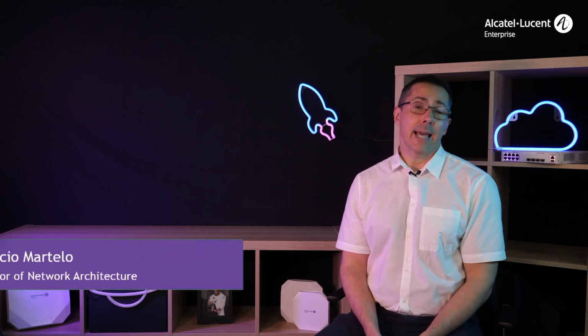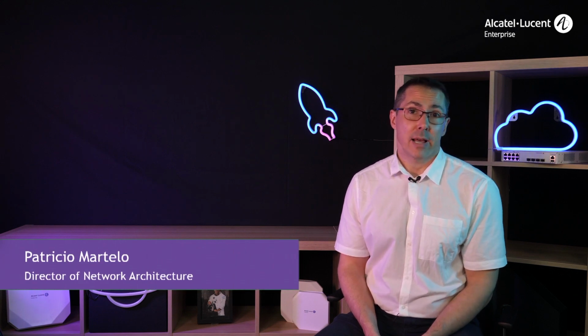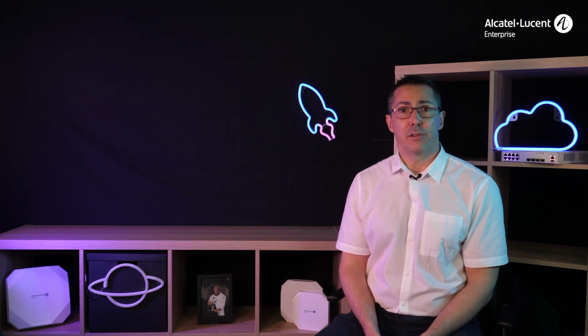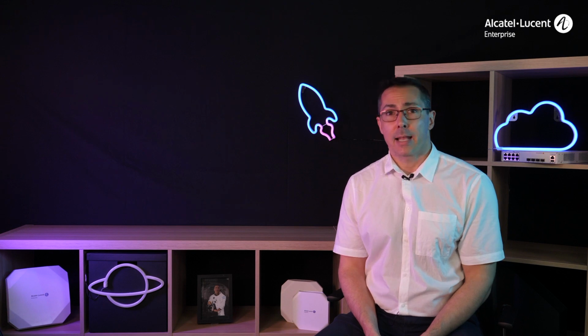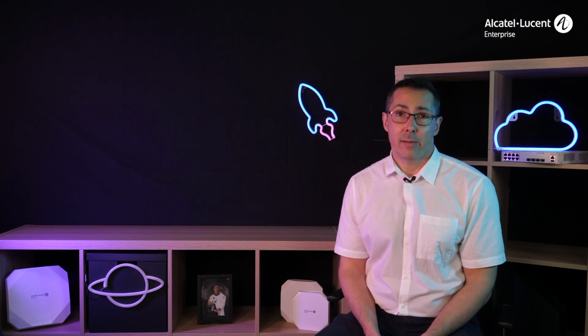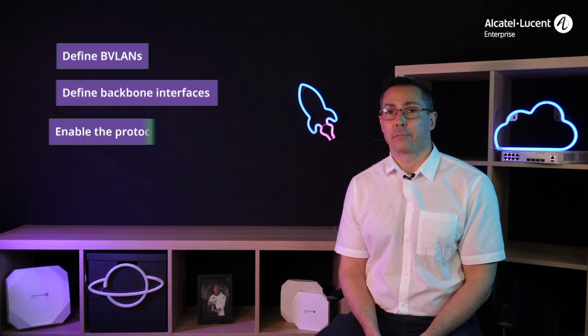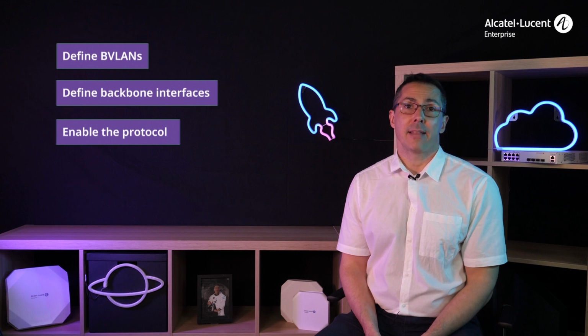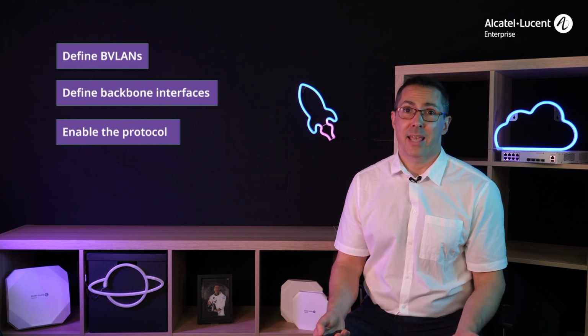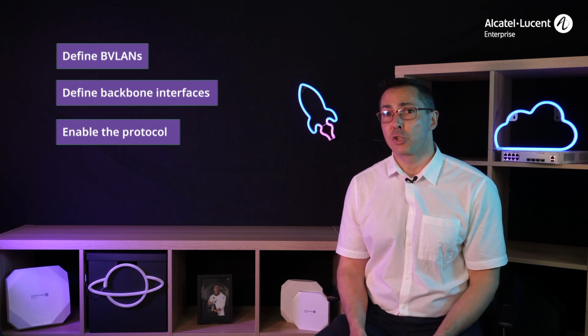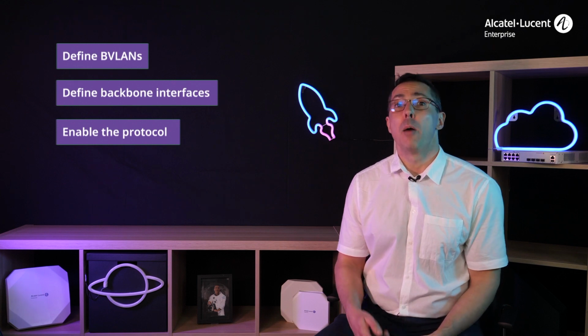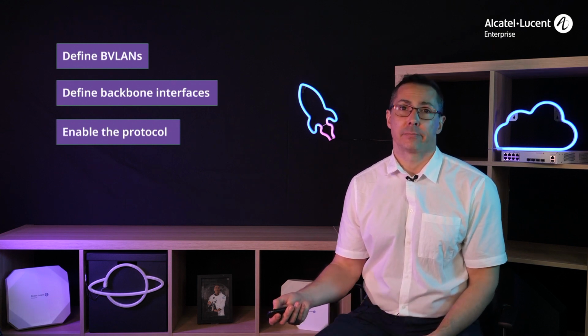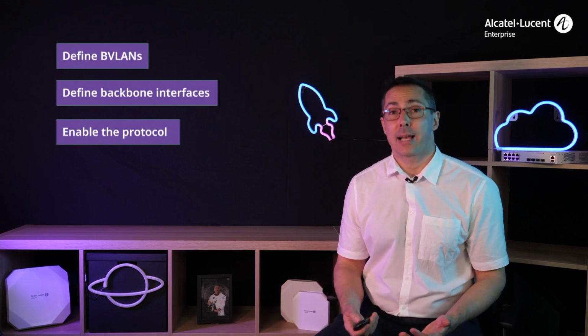Let's wrap this section with some key takeaways. Creating an SPB backbone is as simple as defining the backbone VLANs, defining the backbone interfaces, and simply administratively enabling the protocol. The rest is all taken care of by the control plane. Nodes use ISIS to discover one another, build adjacencies, form neighborships, and exchange topology information to build one tree per node and per backbone VLAN. Yes, it is as simple as that.